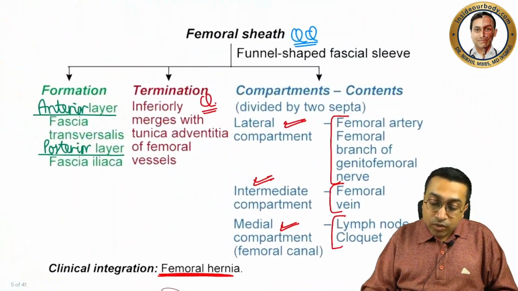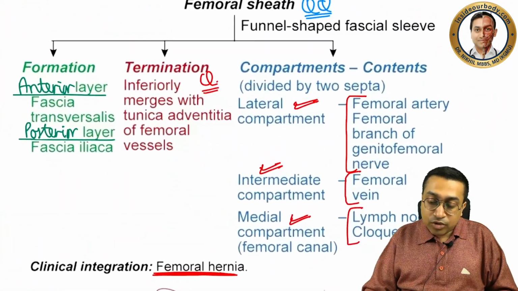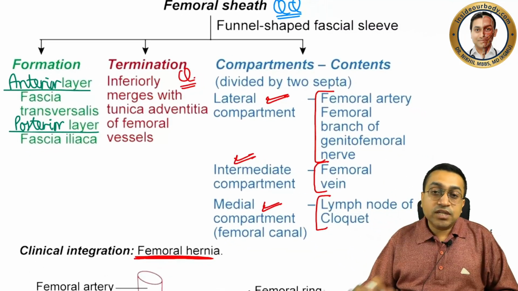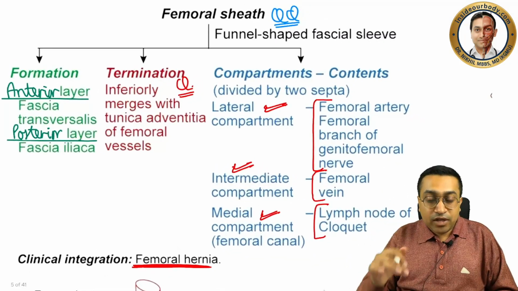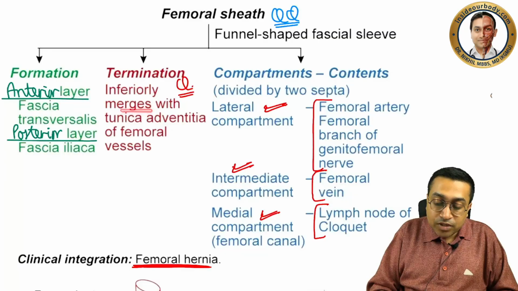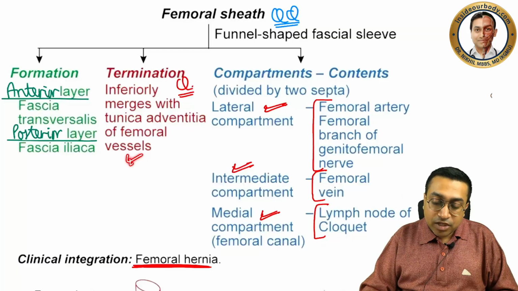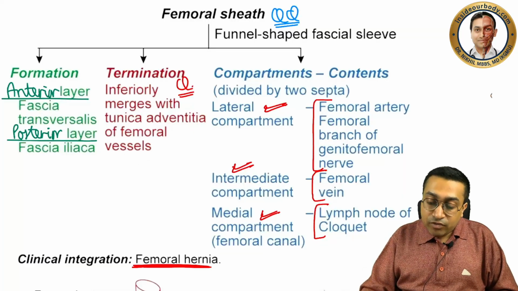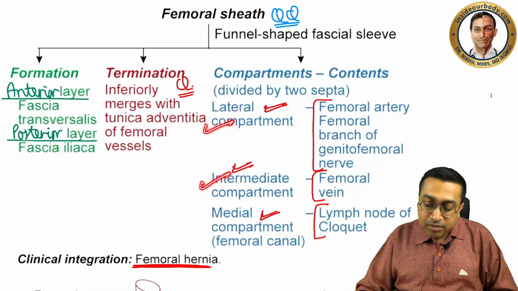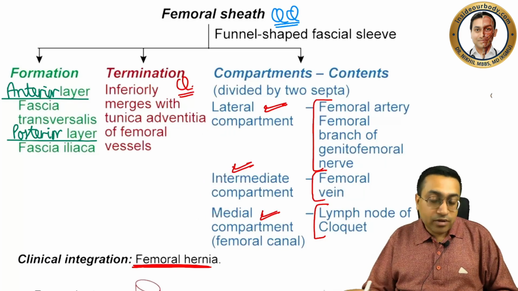But what about the termination of the femoral sheath? So the femoral sheath terminates inferiorly as it merges with the tunica adventitia of the femoral vessels. This is a frequently asked question in the exam regarding the termination of the femoral sheath. And we have already discussed the compartments, intermediate, lateral and medial compartment, with their contents.